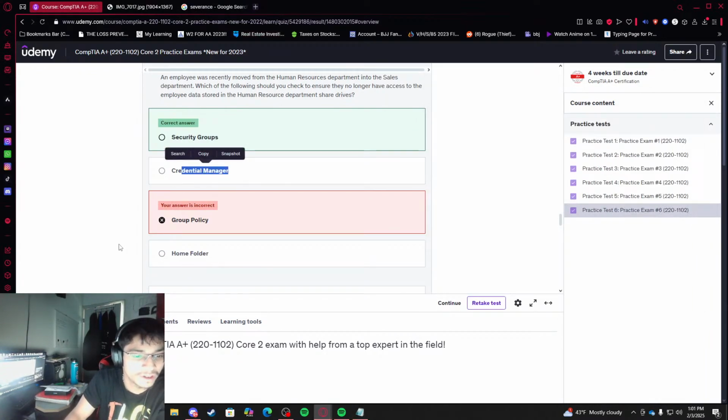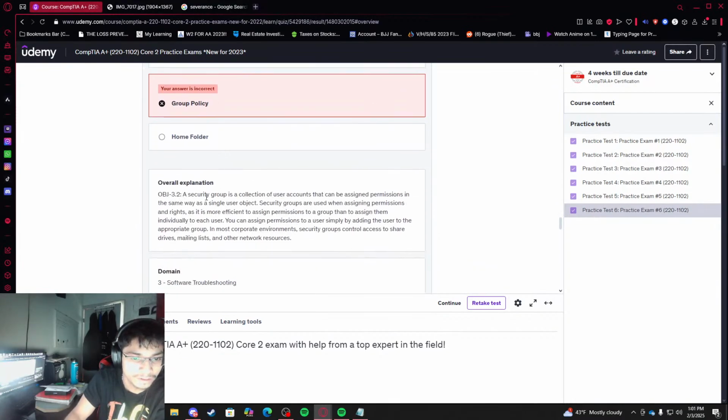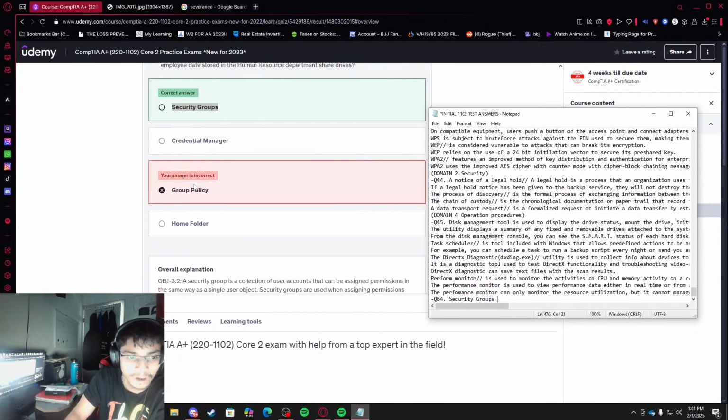I knew it was a credential manager. Home folder doesn't make sense. I thought it was security groups. No, I thought it was group policy.